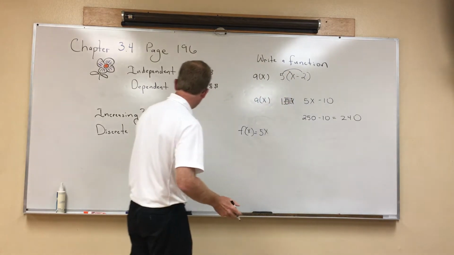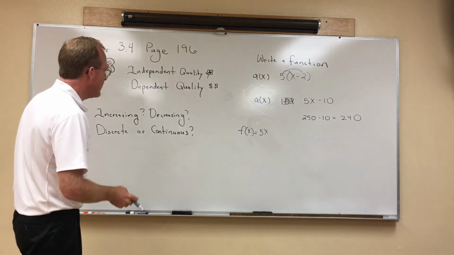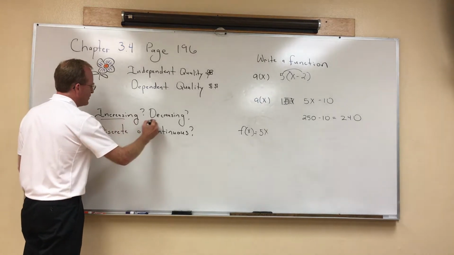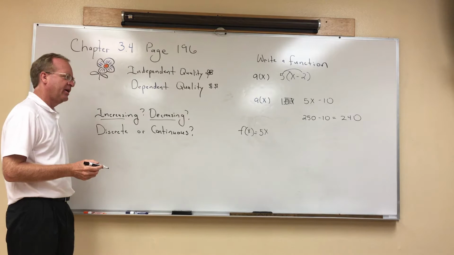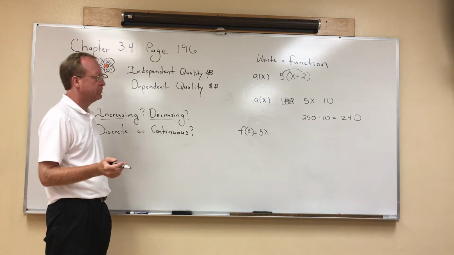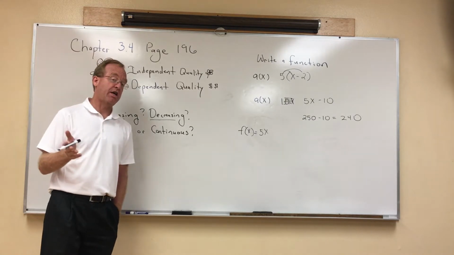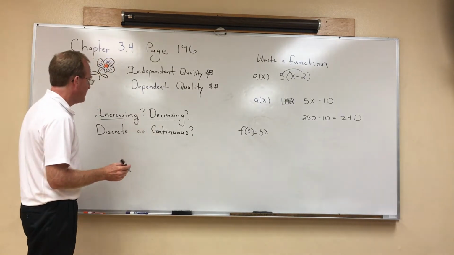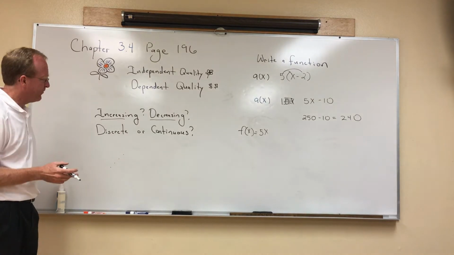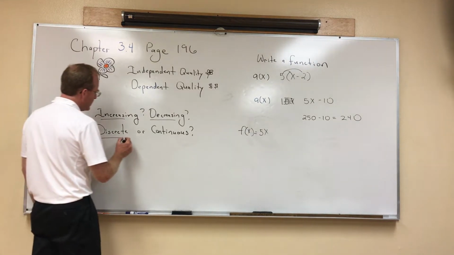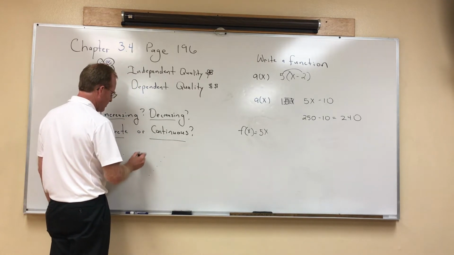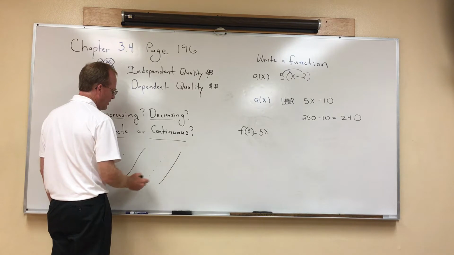Okay. All right. Last but not least, they ask you, is this function going to be increasing or decreasing? Well, let's think about that. The more flowers you sell, do you make more or less money? So I'm hoping you said more money. Okay? Think about it. The more flowers you sell, the more money you're going to make. Is it discrete or continuous? So should your graph look like this, or should it look like this?